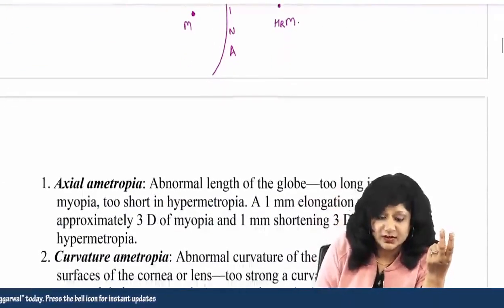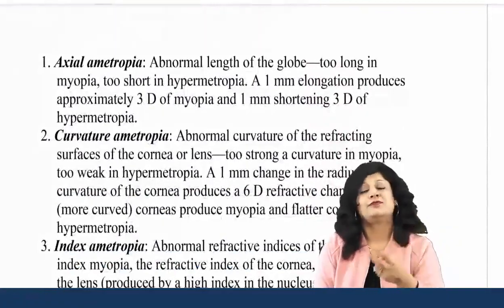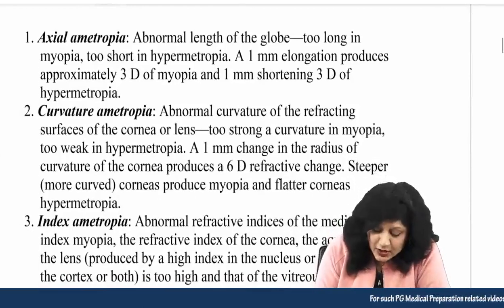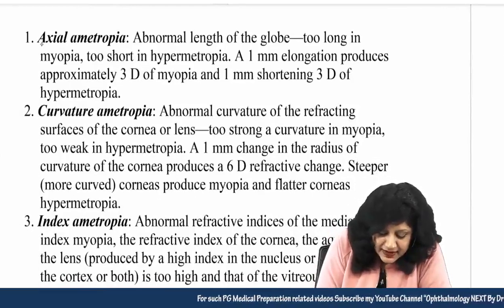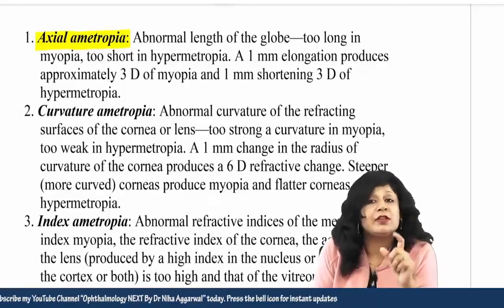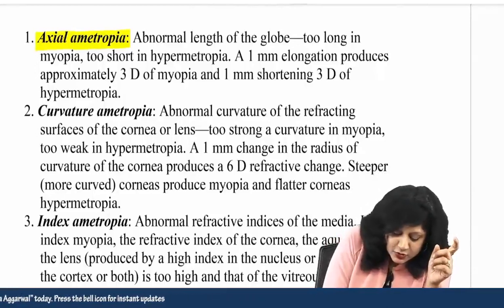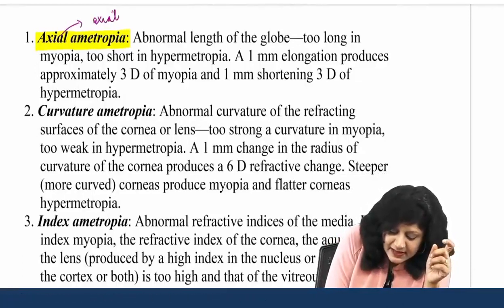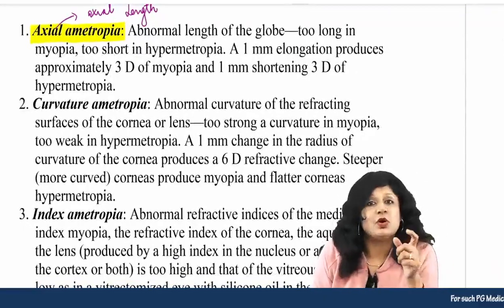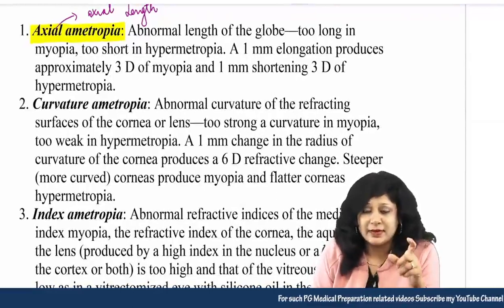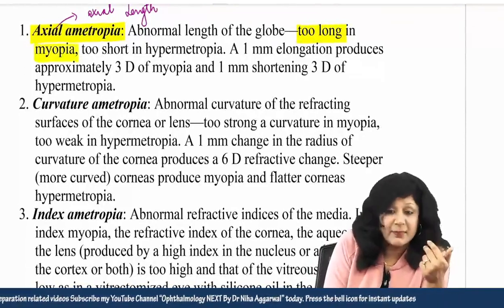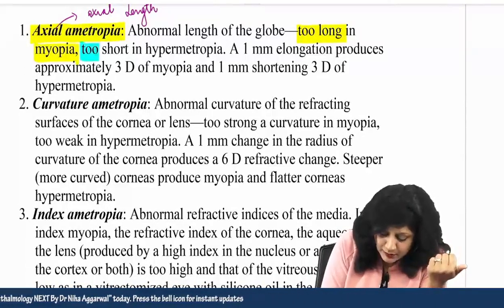So important thing, what are the different causes of the refractive errors? So let us try to see what are the important causes of the refractive errors. So first thing is your axial ametropia. Axial ametropia means the refractive error which is occurring due to the changes in the axial length. When we do not have the perfect axial length, in that condition also the refractive error will be there. So abnormal length of the globe, it can be too long also. Too long will be in myopia. It can be too short also. Too short will be in hypermetropia.